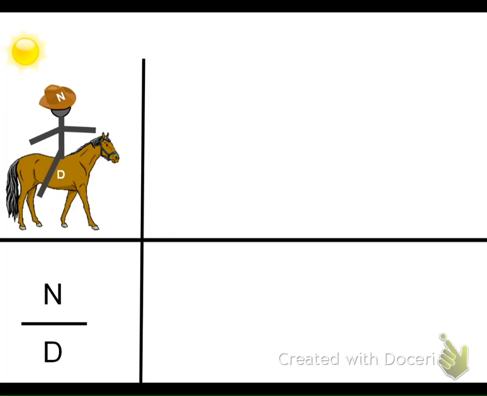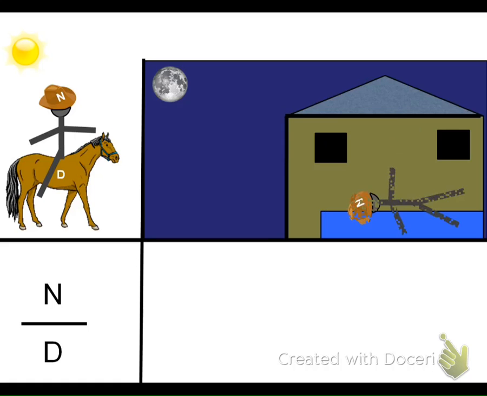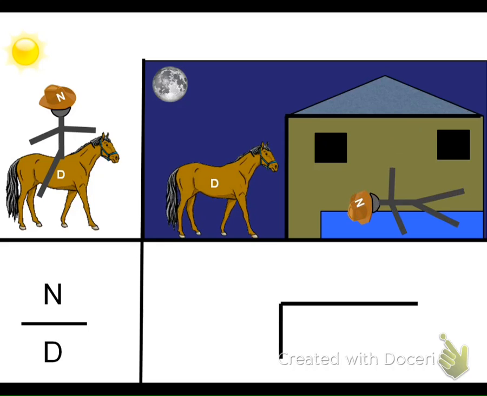Now, you might remember the rest of the story, and that's that at night, when they're done doing their job, the cowgirl sleeps in a nice, warm house, and the horse sleeps outside under the moonlight, which isn't so bad. That's like a fraction, and when we want to simplify a fraction, usually we do it with improper fractions, the numerator goes inside the house.